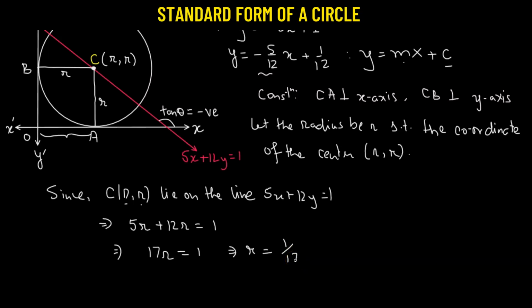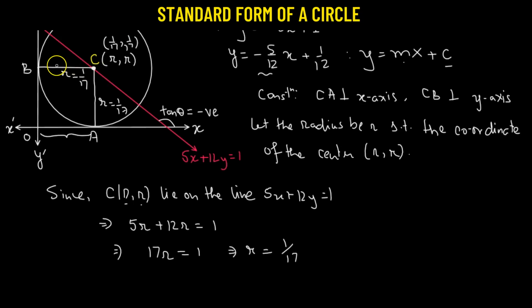Now we have obtained the radius. So our radius comes out to be equal to 1 over 17, and we have the coordinate of the center. So that's 1 over 17 comma 1 over 17. So now that we have the center of the circle as well as the radius of the circle, we are ready to find out this equation.